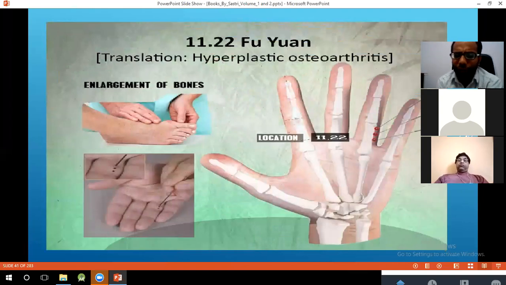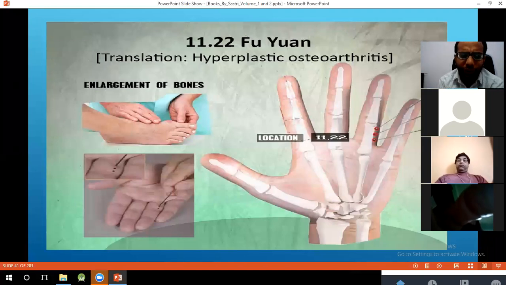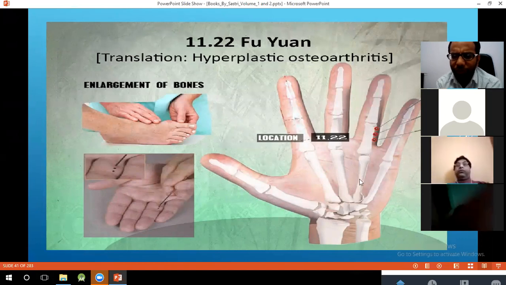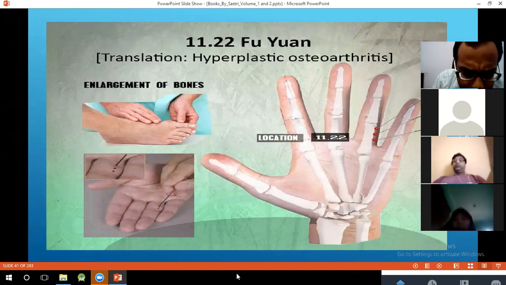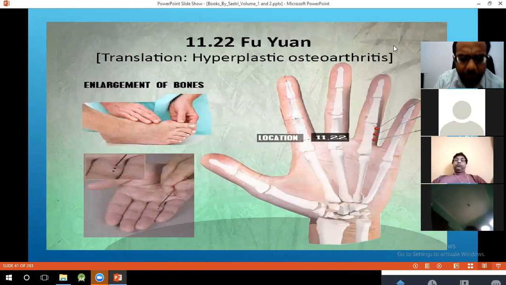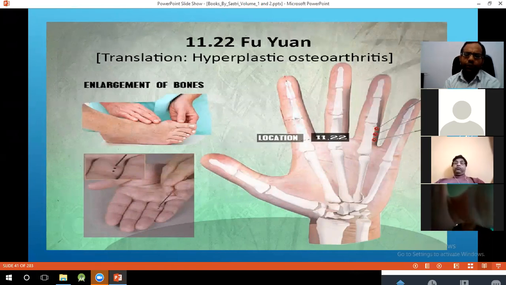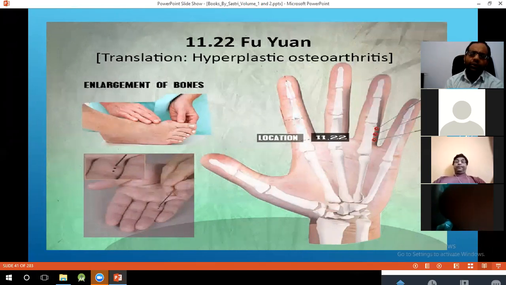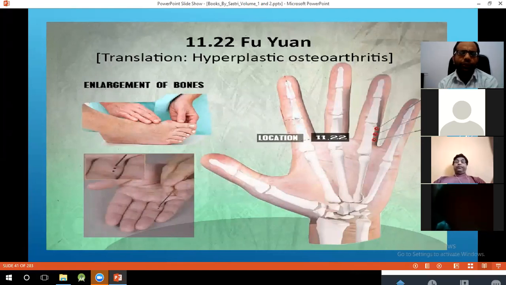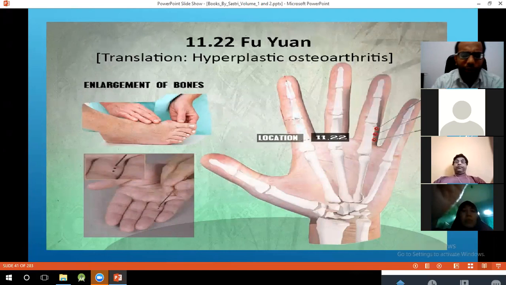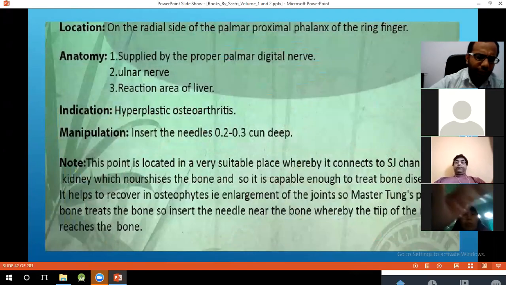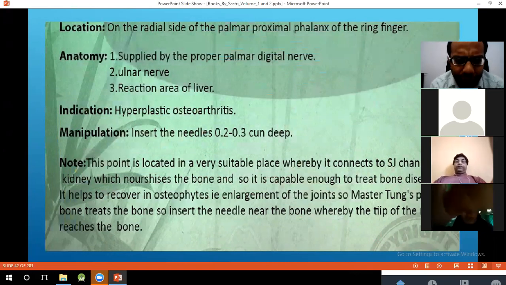Then comes 11.22. So 11.22 is a 3-point unit and it is especially for gout. You can see gouty arthritis. You can see the location of the point is here: 1, 2, 3. And this is a 3-point unit, which is very good also if there is severe pain. In osteoarthritis, if there is severe pain, even in chronic pain, people have tachycardia, and it really helps you to recover from this disease. The reaction area is liver and hyperplastic osteoarthritis.